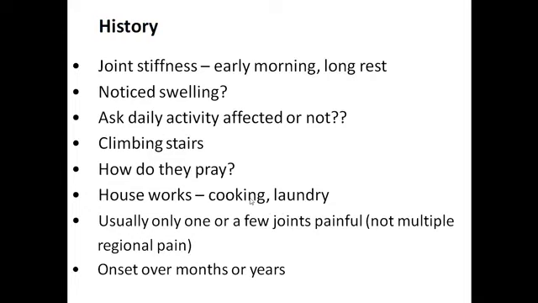Then goes the joint stiffness, early morning stiffness. You will find this early morning stiffness in rheumatoid arthritis as well as in osteoarthritis. But the main difference is that early morning stiffness in osteoarthritis lasts less than 30 minutes. On the other hand, in rheumatoid arthritis, this early morning stiffness is more than 30 minutes.